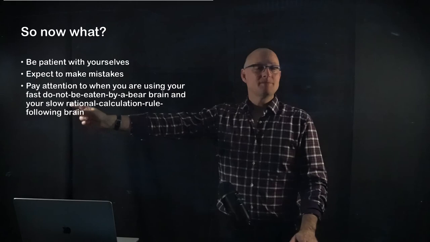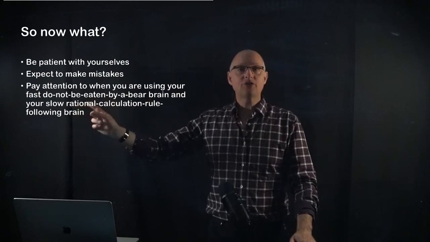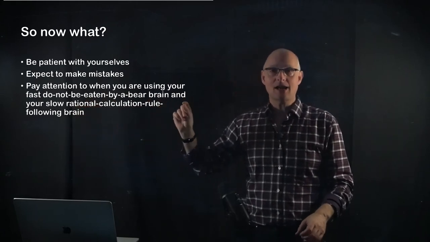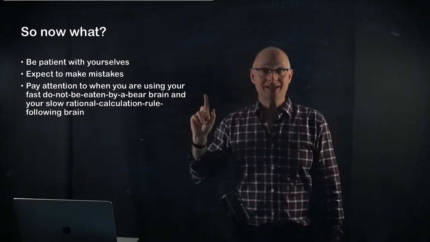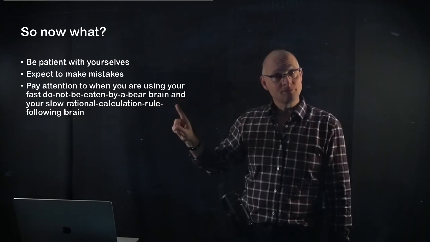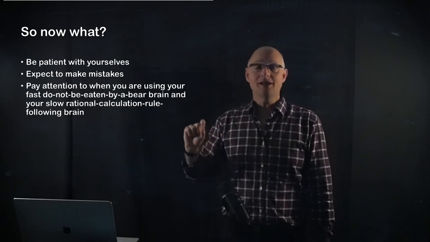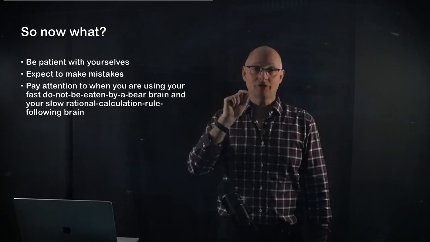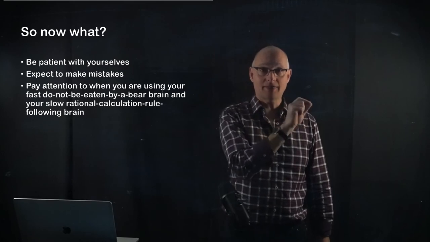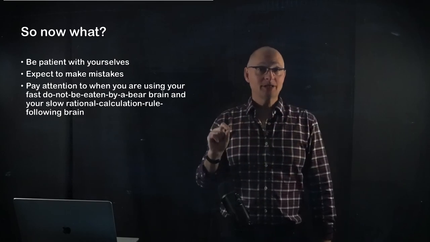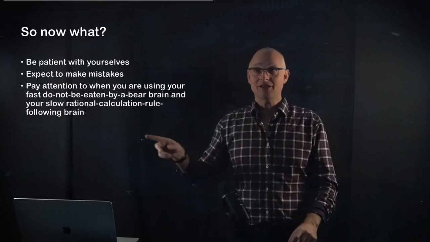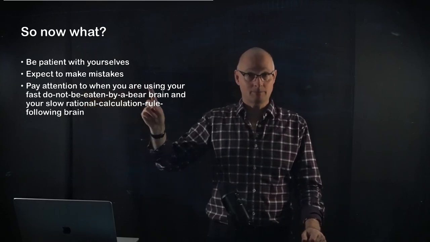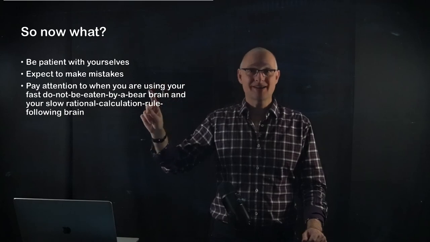And then just remember that there are these two ways of thinking, and pay close attention to whether you are using the fast, I hope I don't get eaten by this bear brain, or the slow, rational, think-through-the-problem kind of brain. So if you're in the middle of doing your statistics homework or your statistics midterm, and you think you're using the don't-be-eaten-by-a-bear part of your brain, just tell that part of your brain to shut up for a minute.